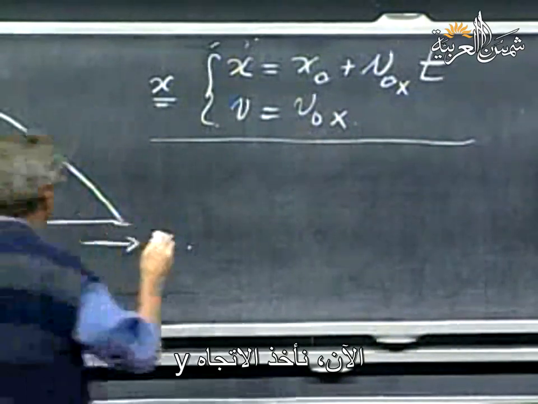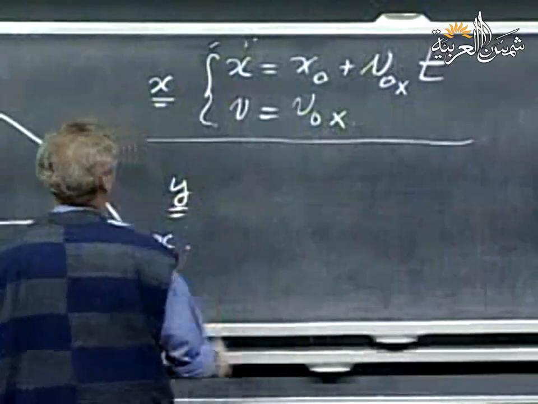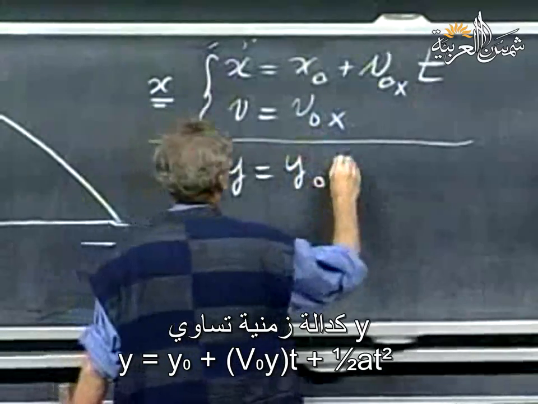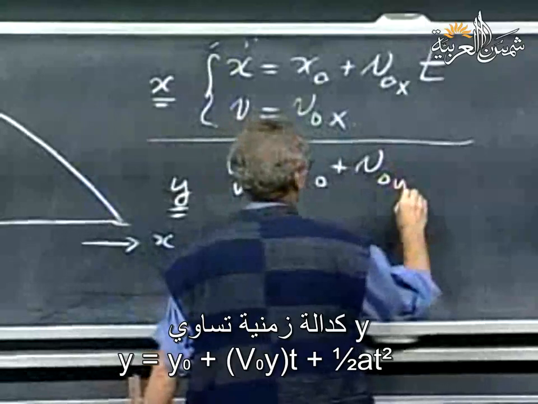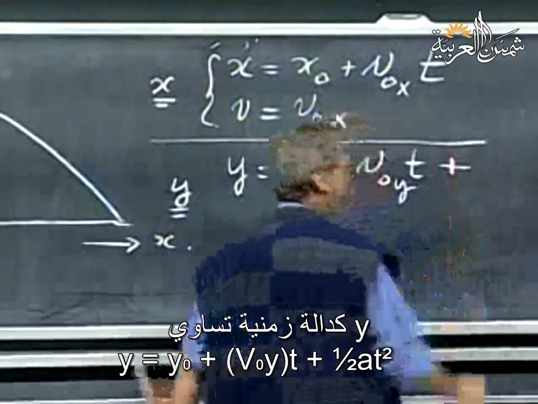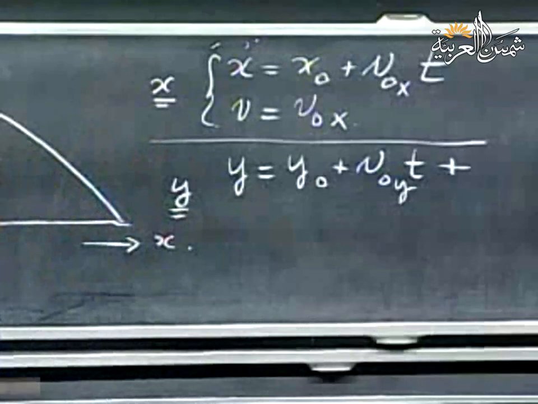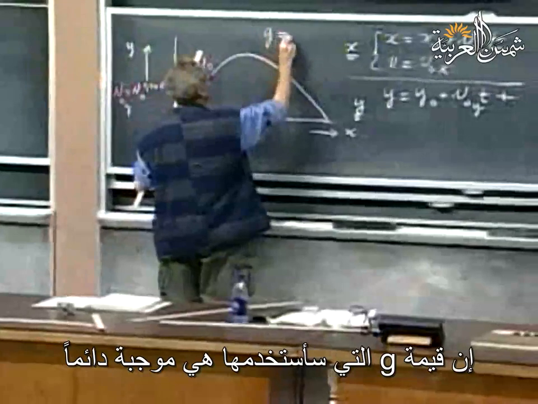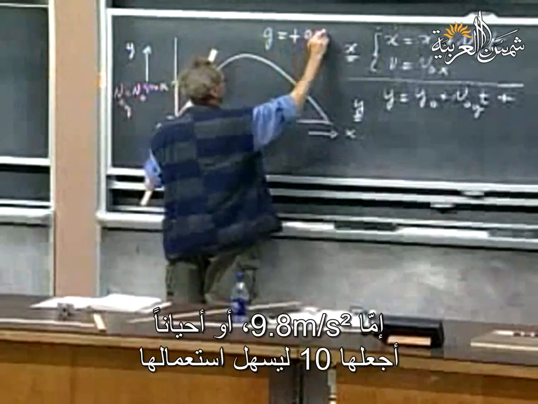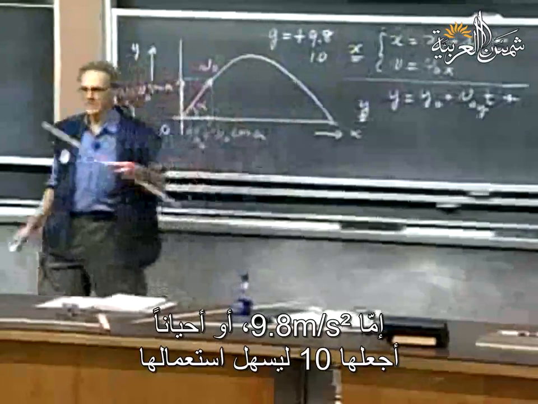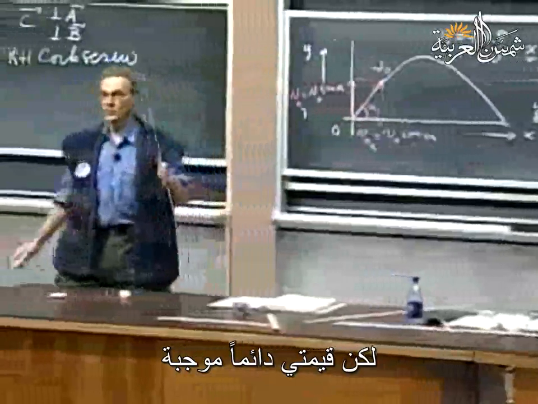Now we take the y direction. y as a function of time equals y0 plus v0y t plus 1/2 a t squared. My g value that I'm going to use is always positive, either 9.8 meters per second squared, or sometimes to make it easy I use 10. But mine is always positive.